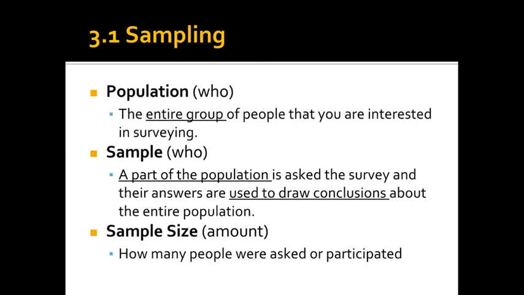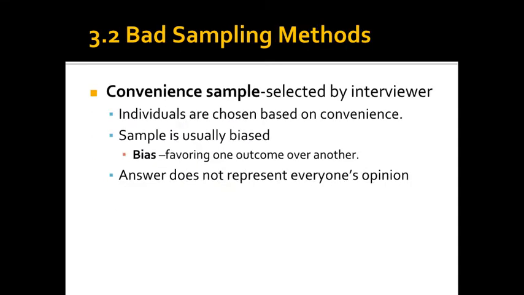The next thing that we need to know is the sample, which is also a who, but the sample is a part of the population that is asked the survey, and their answers are used to draw conclusions about the entire population. So the sample is who we are actually asking the questions to. Sample size is the amount. So that's how many people we're asking, whether we're asking 10 people or 200 people, whatever the size of our sample is.